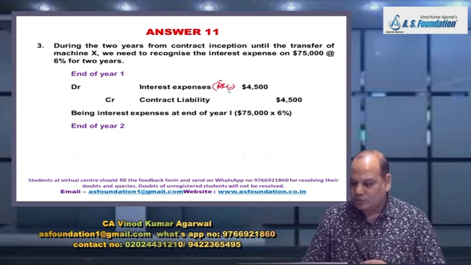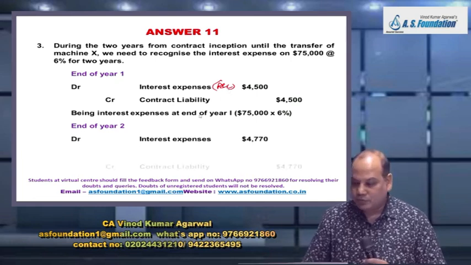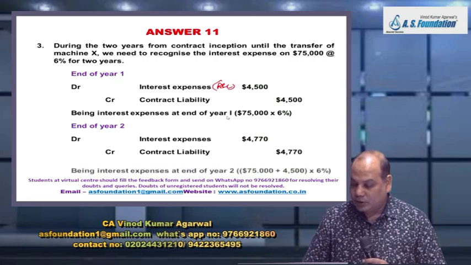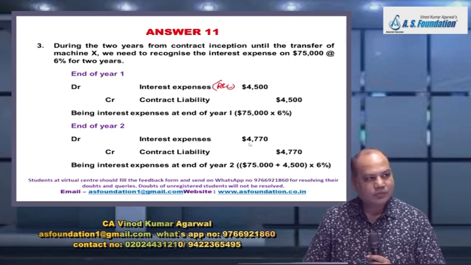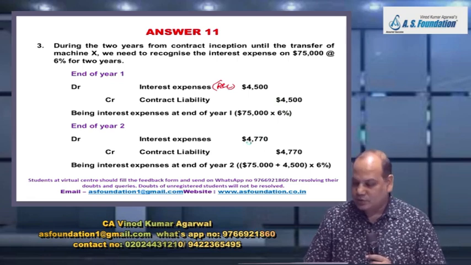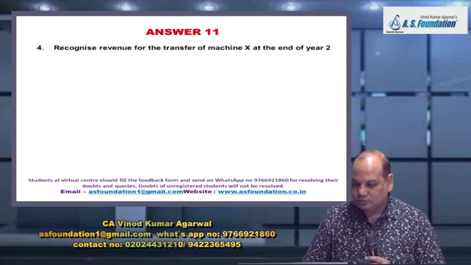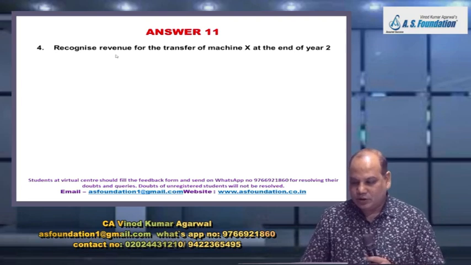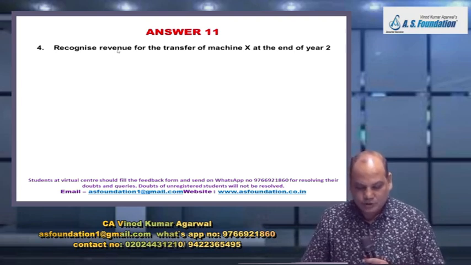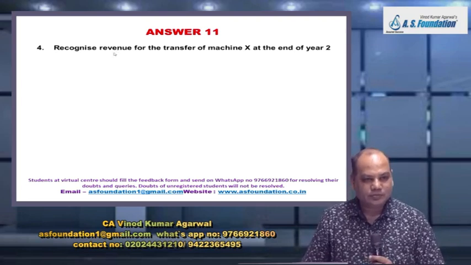What about year 2? How much interest you will pay? Interest you will be paying on 75,000 plus 4500 into 6%. How much is that? 4770. And then in the second year, machine X will be transferred.